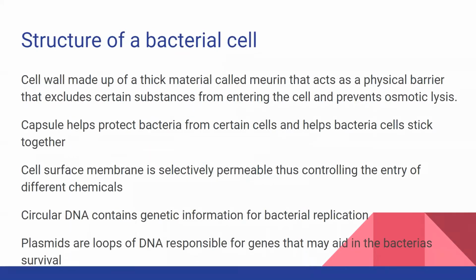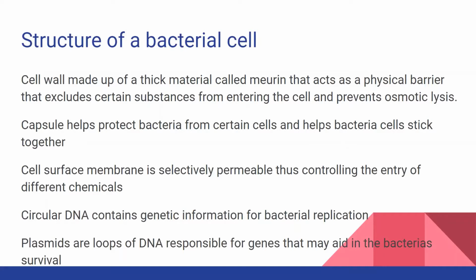So what is the structure of a bacterial cell, which is a typical example of a prokaryotic cell? It essentially consists of a cell wall that is very thick and is made of a material called murein, which acts as a physical barrier that excludes certain substances from entering the cell, such as hydrolytic enzymes, and therefore helps to prevent osmotic lysis. It also helps, I suppose, to provide structural support for the bacterial cell as a whole.